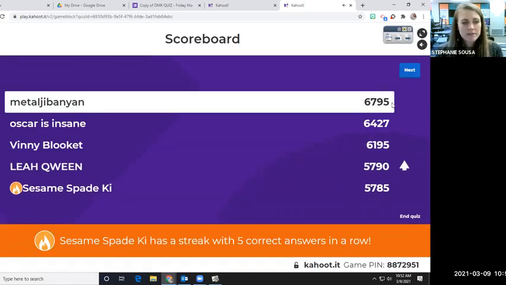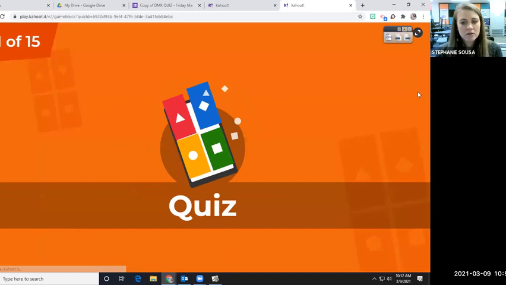Leah, coming up, Sesame Spade Kai, defend your position. Metal G Bunyan in the first. Camille, why? Why are you doing that?